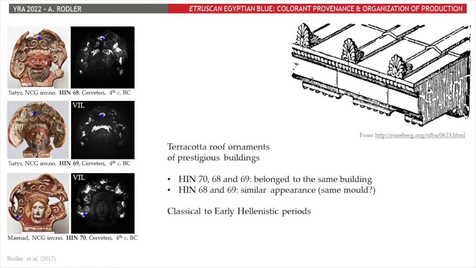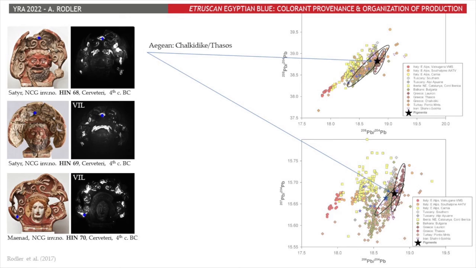So these roof ornaments, you can see here a fragment of a drawing of a roof where they were likely mounted. Three of them belong to the same building, and two might have been made with the same mold. At least they have a very similar appearance. So there might have been the same workshop producing these different antefixes and then using different paints to paint them. It might also have been different workshops involved, of course, and they are dated to the classical to early Hellenistic periods and were found in Cerveteri in Italy. The samples were taken where you can see these blue points.